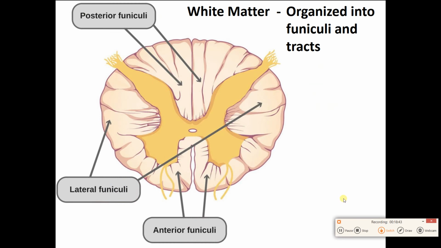Here we see the funiculi again, posteriors in the back, lateral in the side, anterior in the front. If there weren't these labels, posterior, lateral, anterior, could you be able to tell this was the front? If there wasn't the label here, how could you tell this was the front? How do I know from looking at it this is the front? Send me your answer. That's your bonus question of the day.